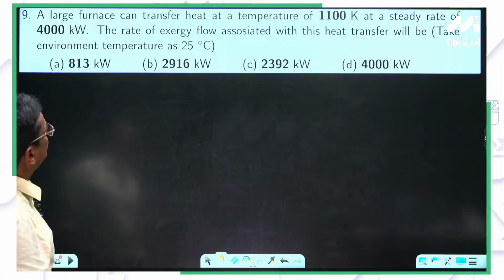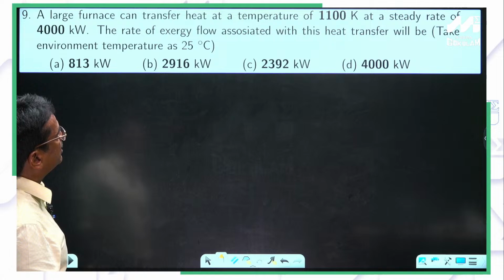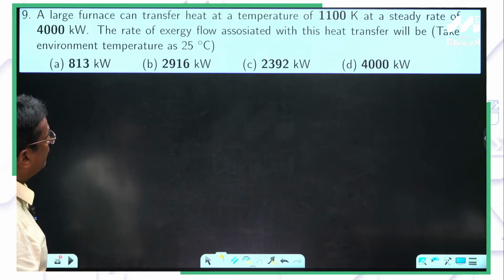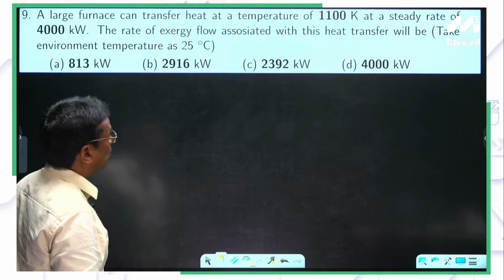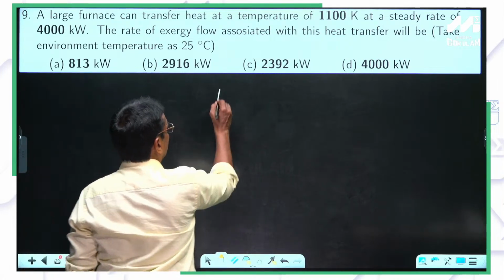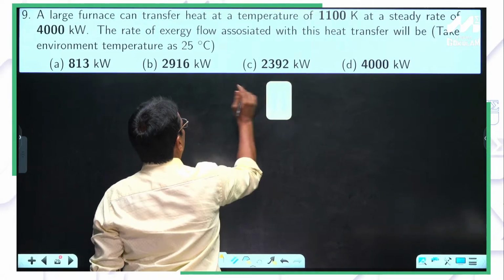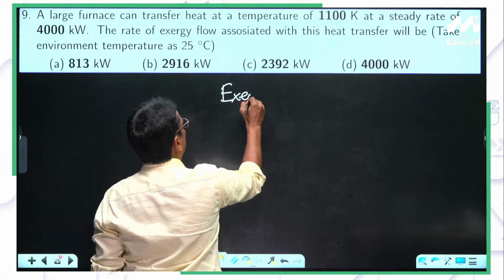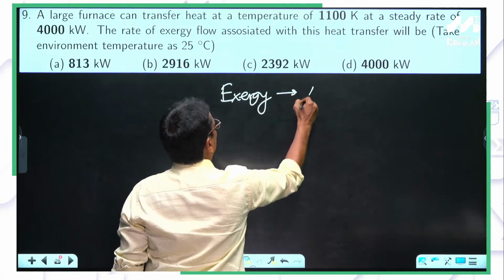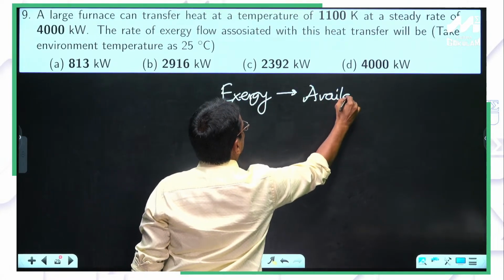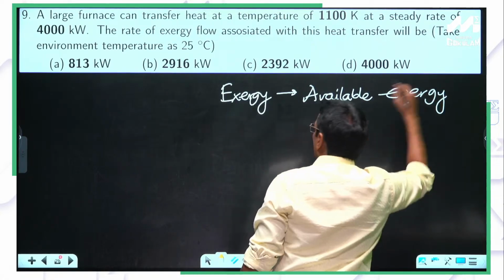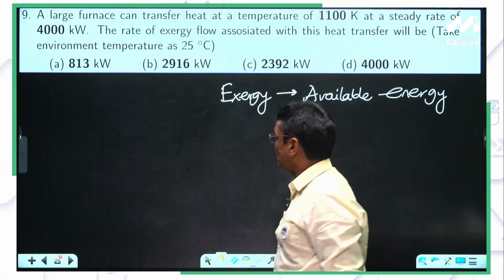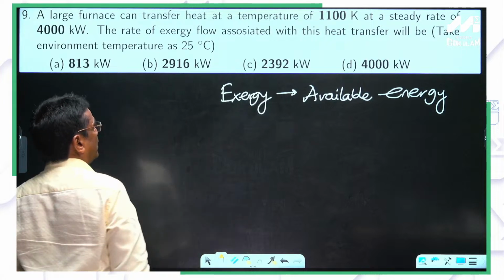A large furnace can transfer heat at a temperature of 1100 Kelvin at a steady rate of 4000 kilowatts. The rate of exergy flow. Exergy is a very important concept, which is also called available energy, or exergy. Unavailable energy is called anergy. What is the available energy?